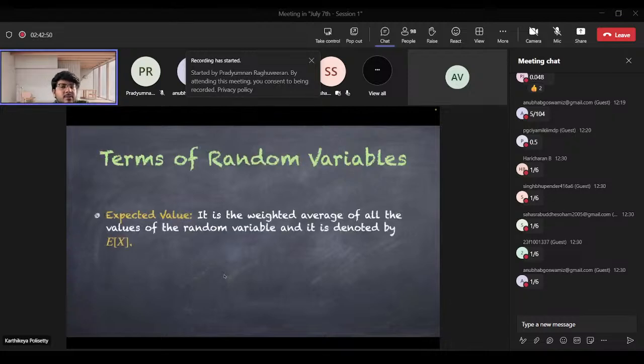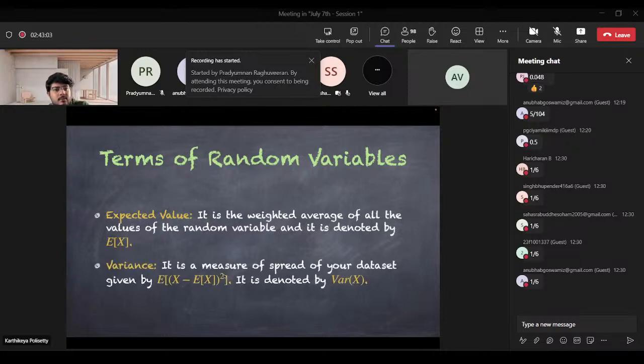So what are the different terms in random variables? Expected value. It is the weighted average of all the values of a random variable and it is denoted by E of x. Variance. It is a measure of spread of your dataset given by expected value of x minus E of x whole square. It is denoted by variance. Variance simply gives you how much you are spread around the expected value.